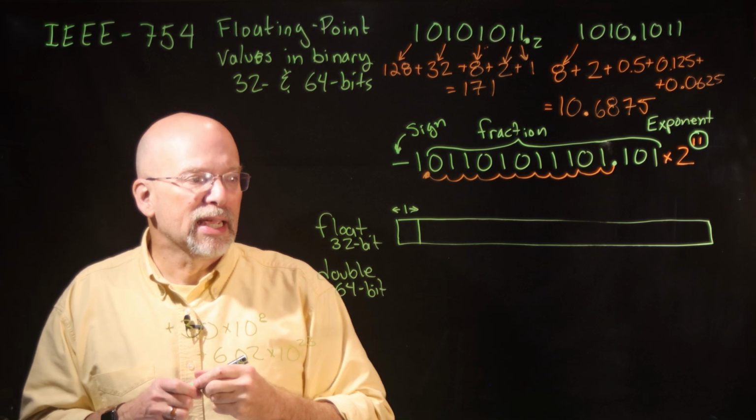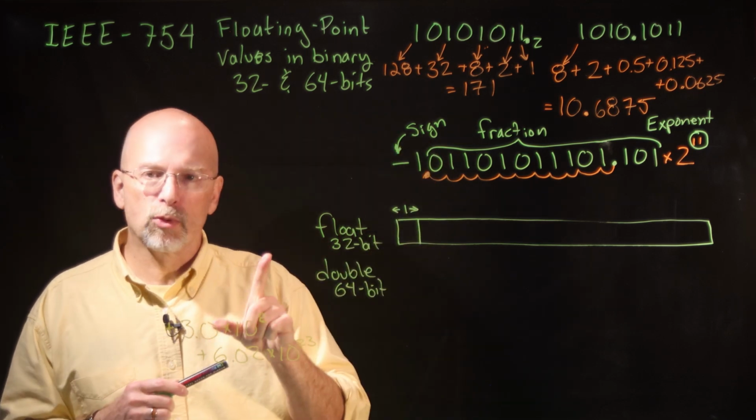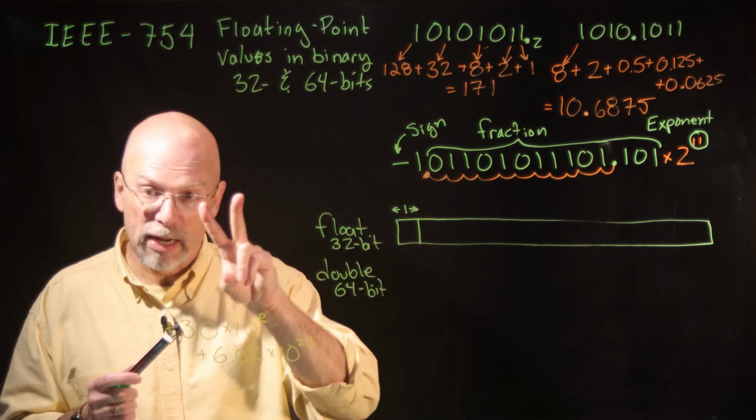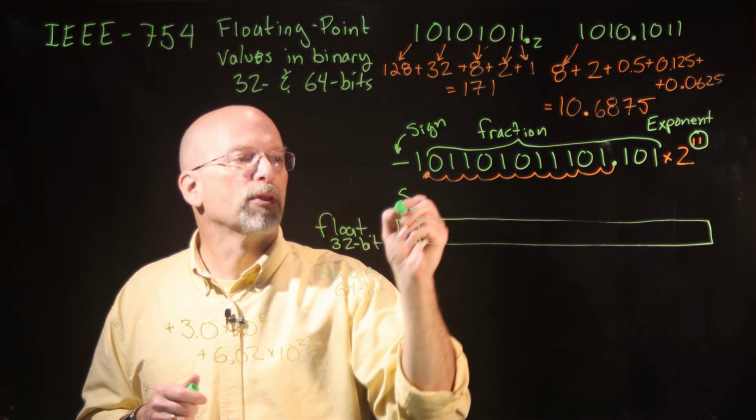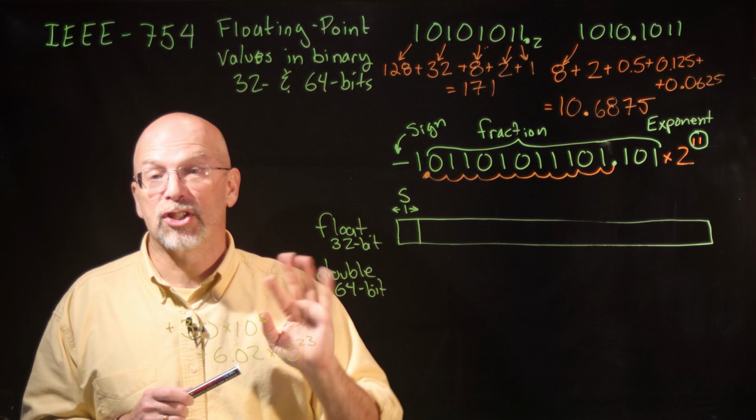Because all we need in order to remember the sign is 1 bit. It's either positive or negative, 2 values. So 1 bit will do it for us. So we're going to label this guy S for the sign bit.